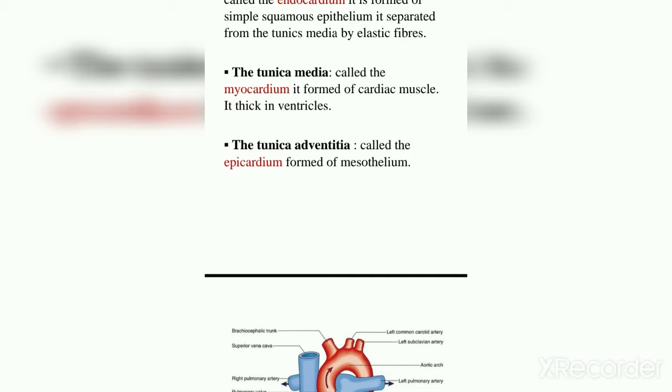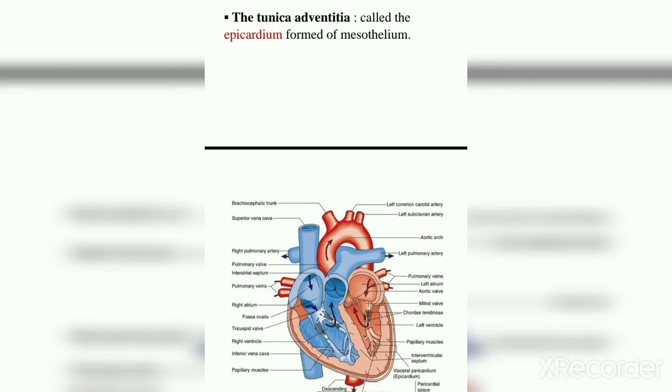The tunica media, the middle layer of the heart, is called the myocardium. It is formed of cardiac muscles. It is thick in the ventricles. The tunica adventitia is called the epicardium, formed of mesothelium.